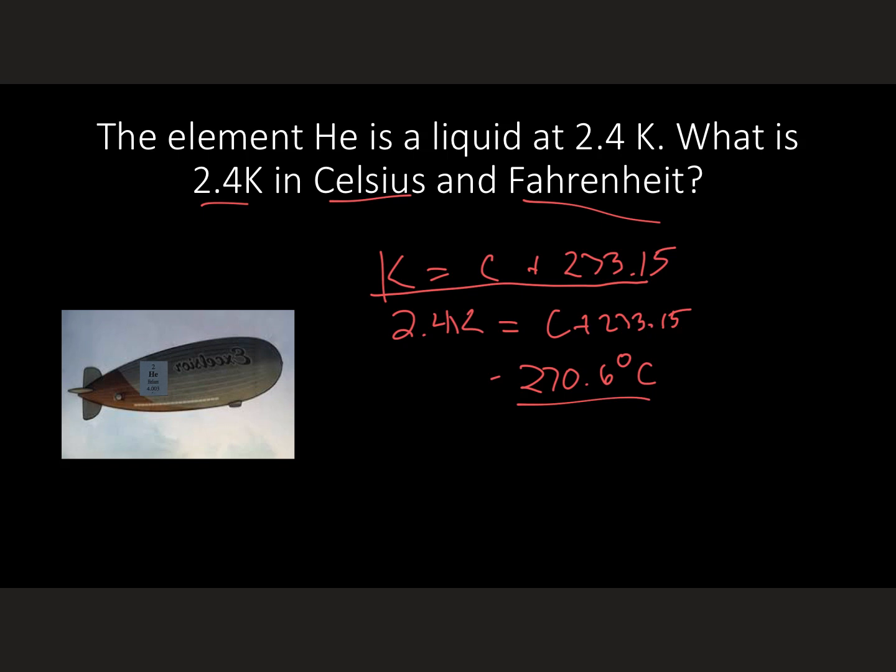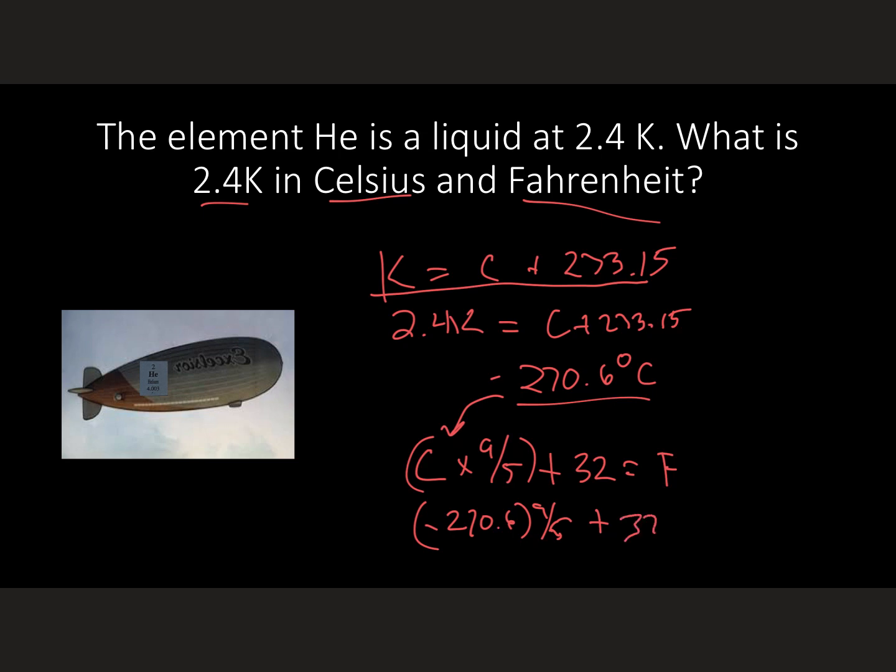Okay, so also we need to do Fahrenheit. So the way you get from Celsius to Fahrenheit is Celsius times 9/5 plus 32 is going to get you into Fahrenheit. So all we need to do is plug in this number here, negative 270.6 times 9/5 plus 32, and that's going to come out to negative 455.08 degrees Fahrenheit. Very cold.